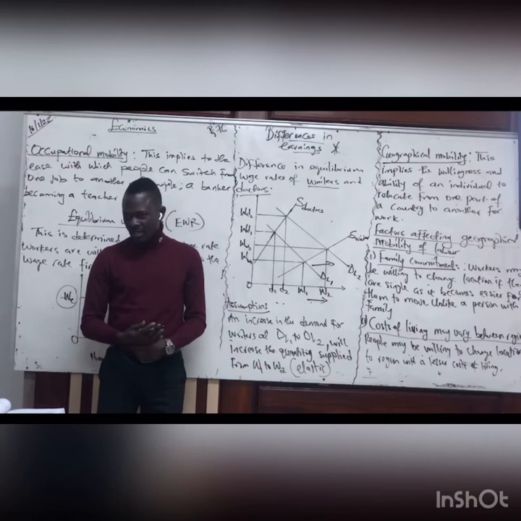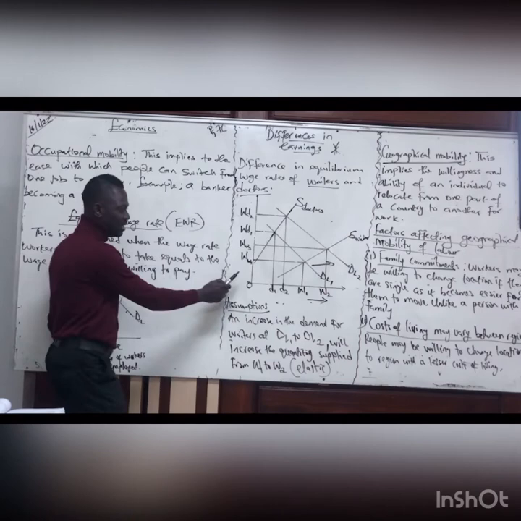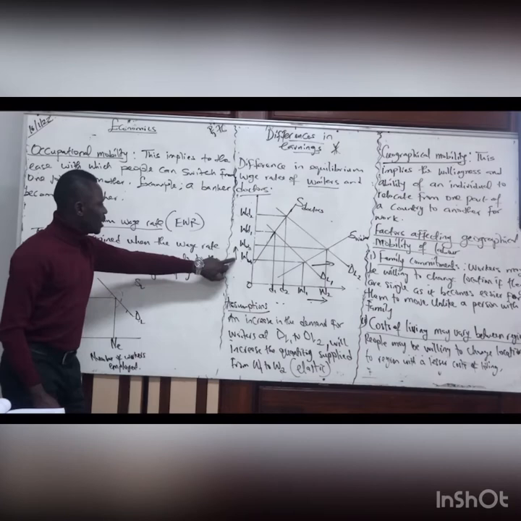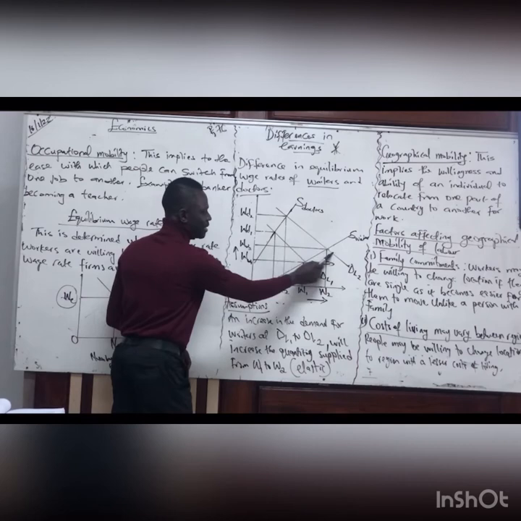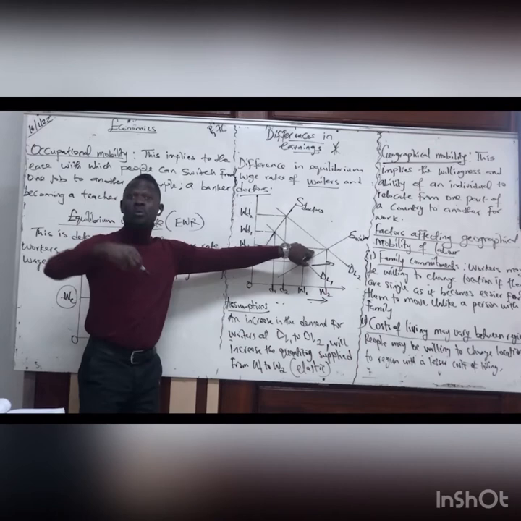Look at the wage rates for waiters at W1 to W2. The wage rate at W1 to W2, it's not that much to the number of workers that can be supplied at that point in time. It's elastic. Look at it. It's elastic. Do you understand what I'm saying here? The number of workers that will be made available is more than the wage rate that is available for them.